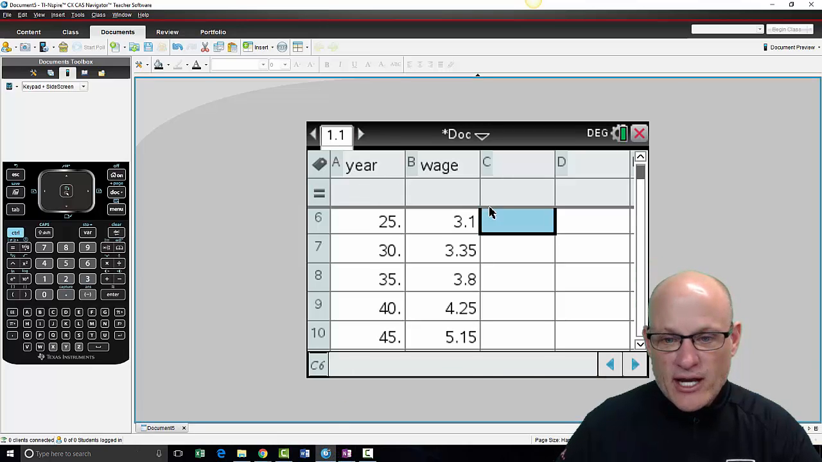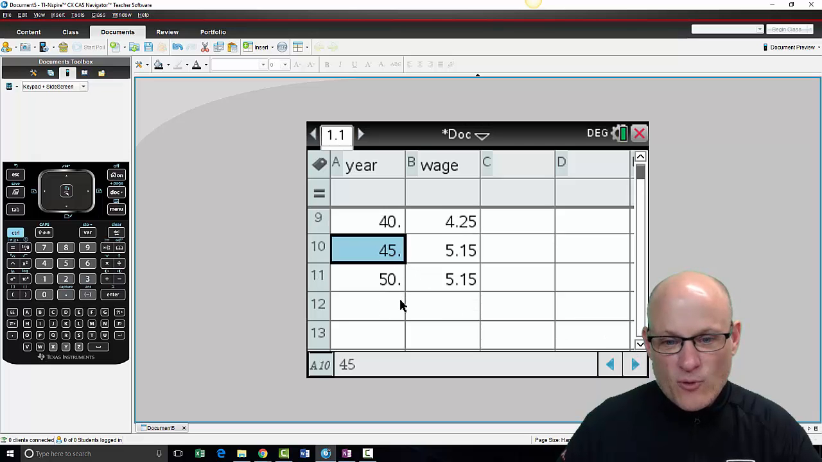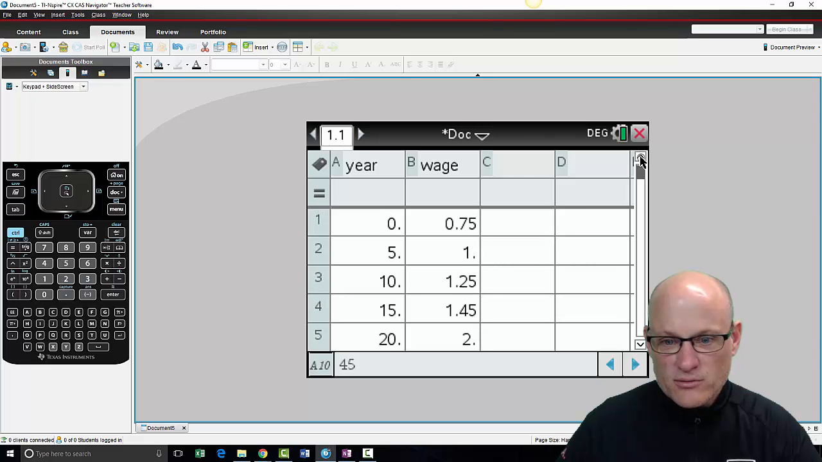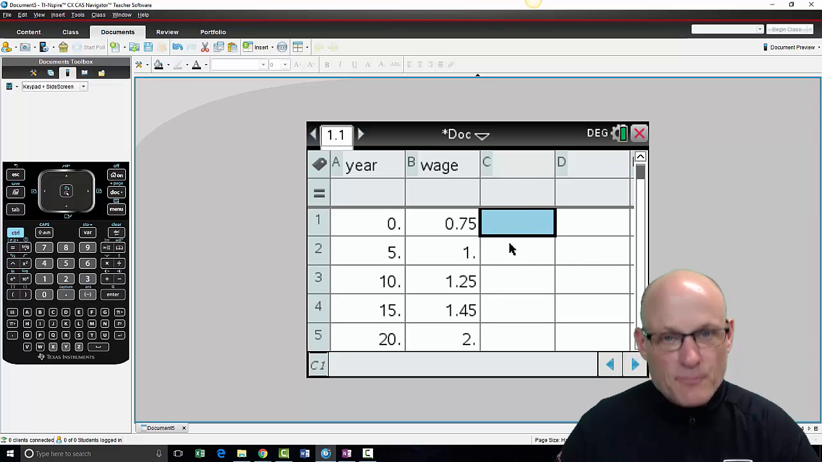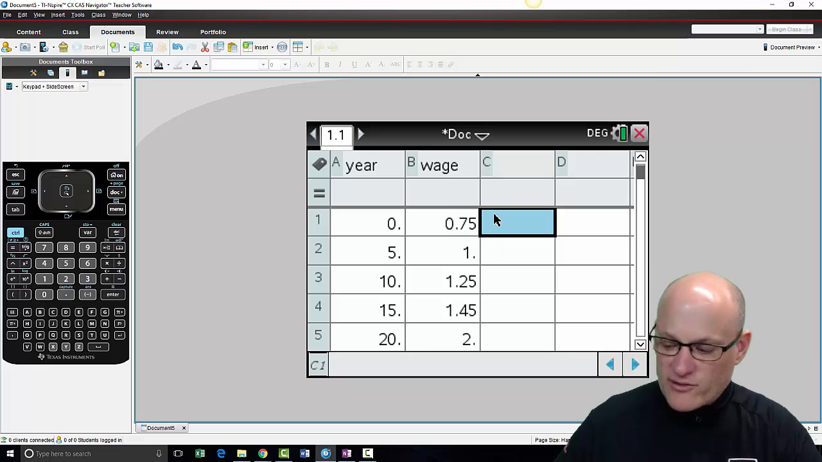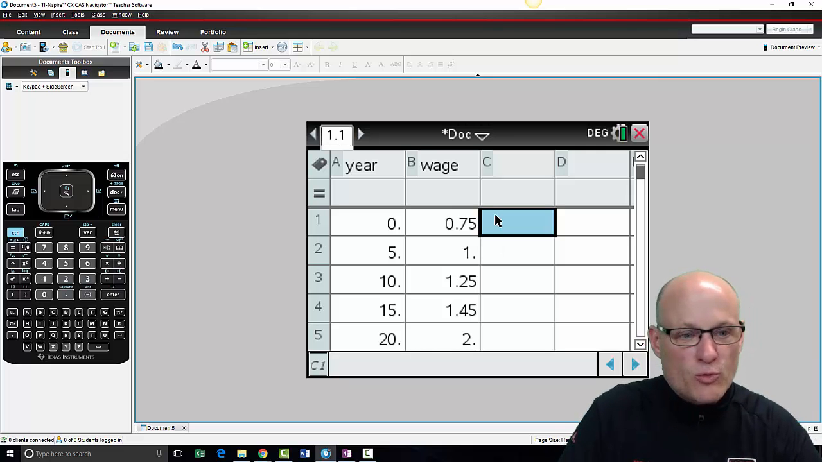I typed it in as year and wage. And I will tell you, when I tested it to see if the answer key was right, I actually put two 40s in there. And I'm like, oh, this answer key is wrong. And then I'm like, oh, what did I do? I just triple checked. Do these problems twice. They're so easy. There's no reason to lose one point.